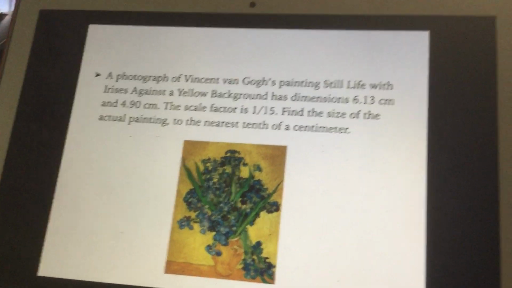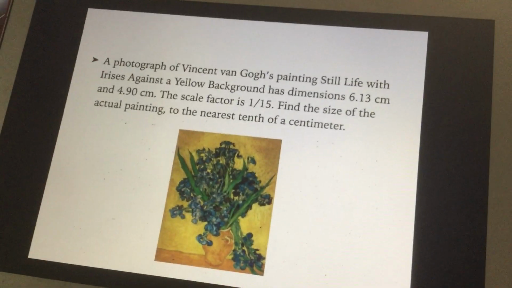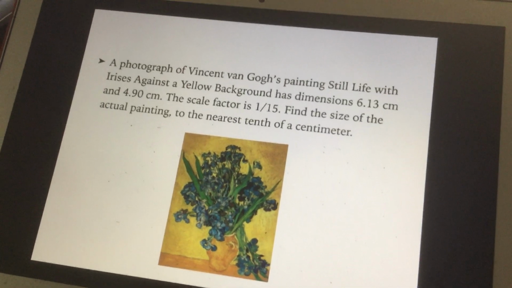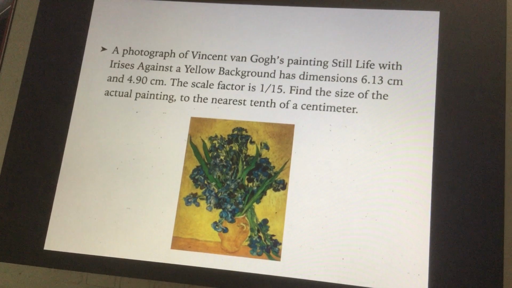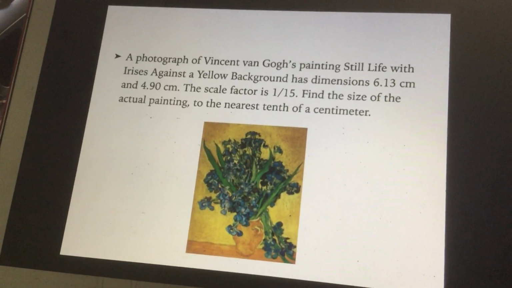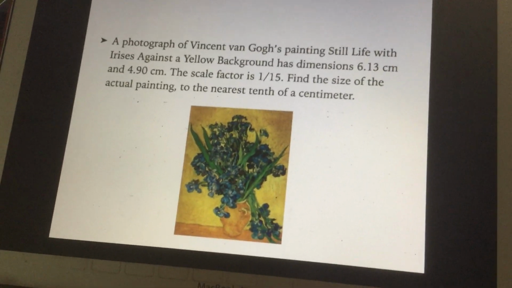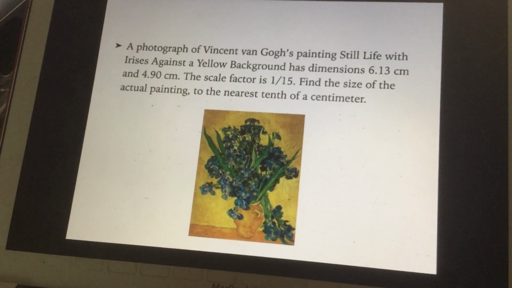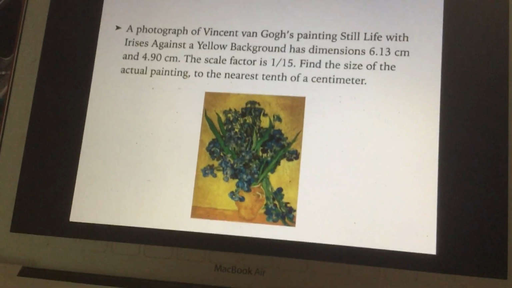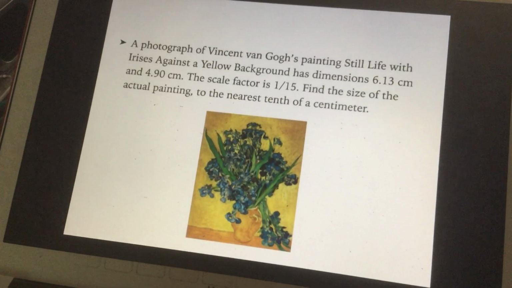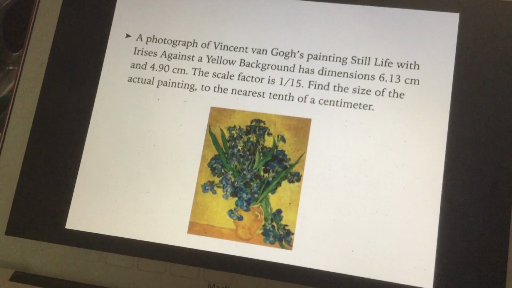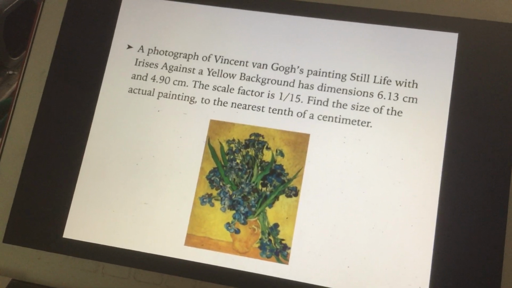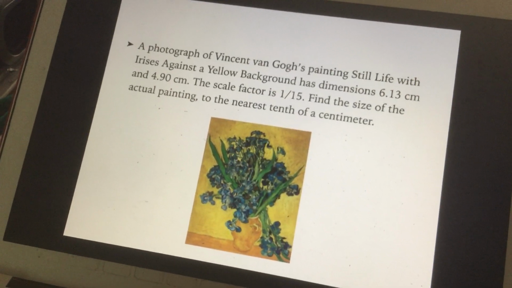For example number 2, we're going to look at a photograph of Vincent van Gogh's painting, Still Life with Irises Against a Yellow Background. It has dimensions of 6 1300 centimeters and 4 9/10 centimeters. The scale factor is 1 to 15. Find the size of the actual painting to the nearest tenth of a centimeter. The first thing that we want to do is identify our dimensions. It's 6 1300 and 4 9/10 centimeters.